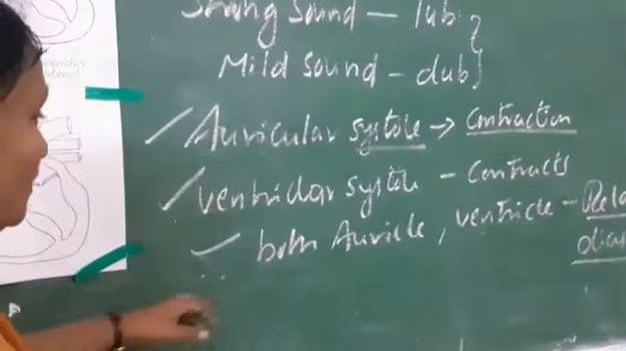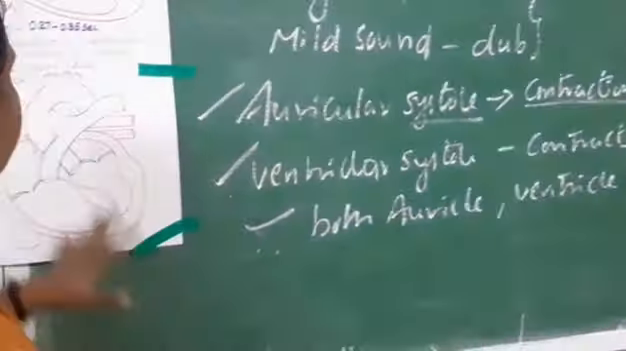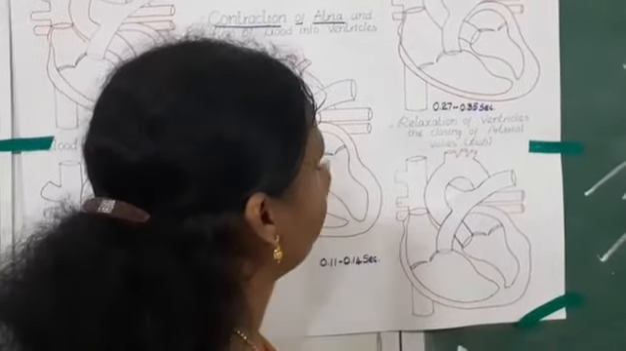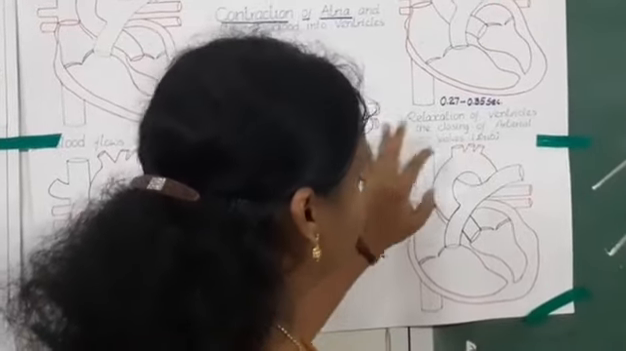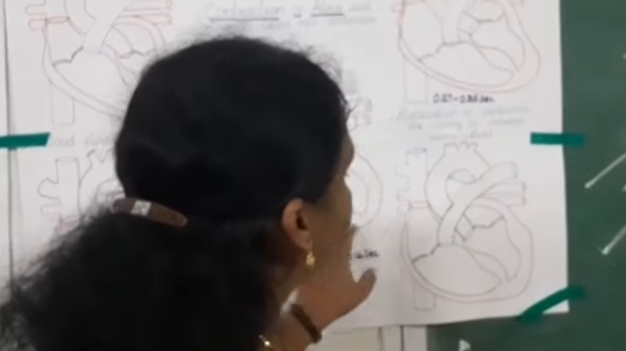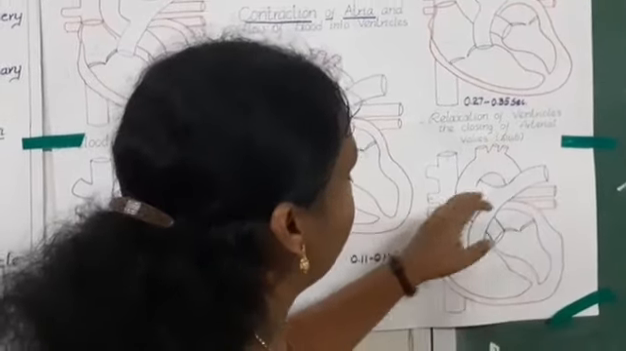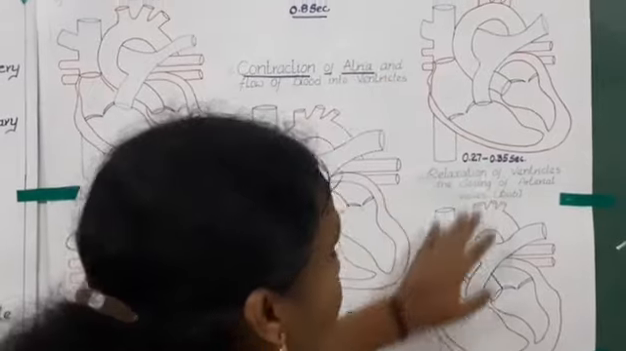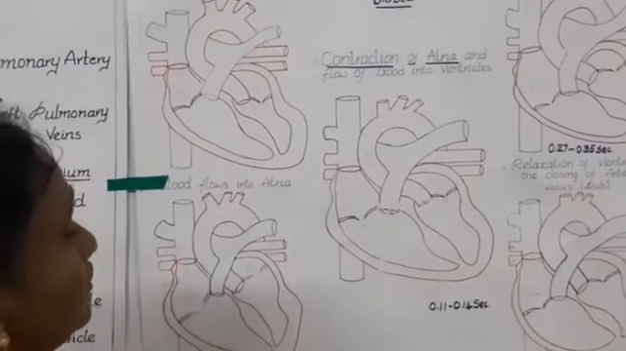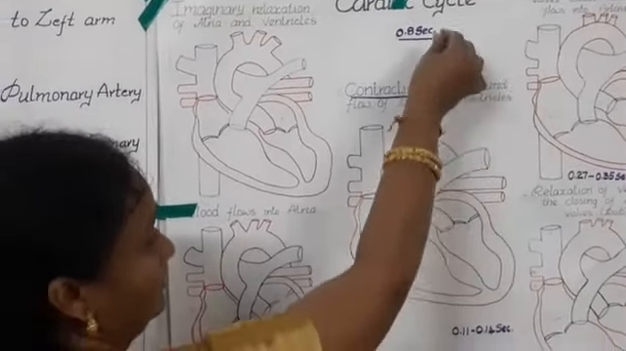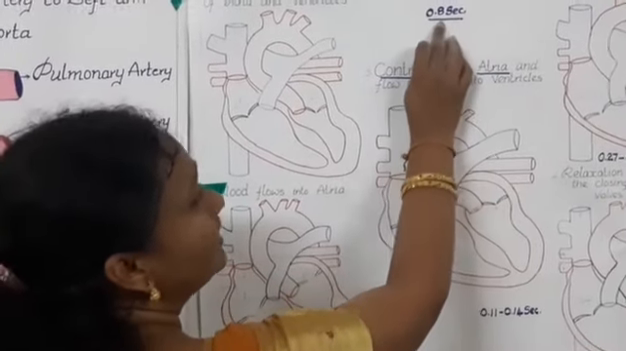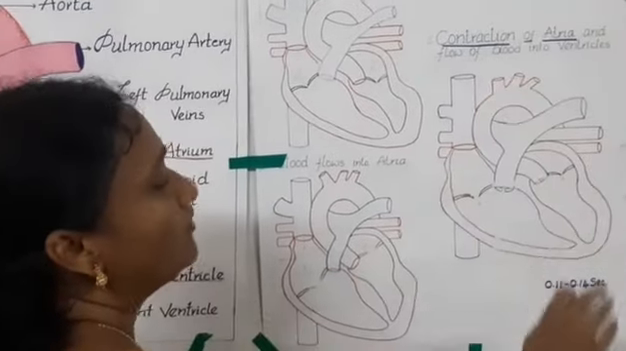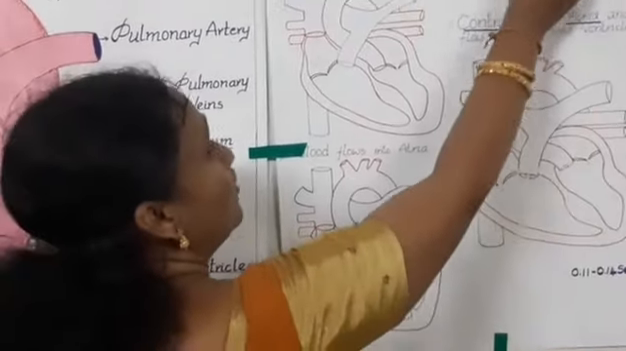So when both the auricles and ventricles are relaxed, the auricles are ready for taking the blood from the pulmonary vein, and also from the superior and inferior vena cava, and the blood continues. In this way, the cardiac cycle occurs in stages. The total cardiac cycle takes nearly 0.8 seconds, that is auricular systole, ventricular systole, auriculoventricular diastole. So it takes nearly 0.8 seconds.